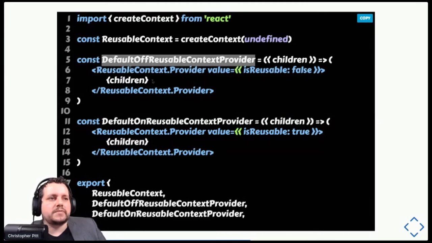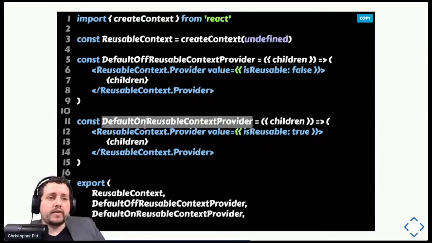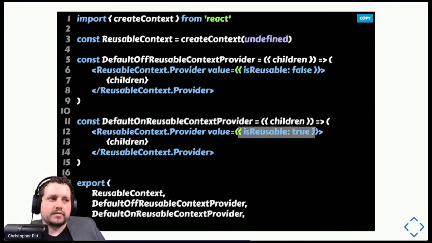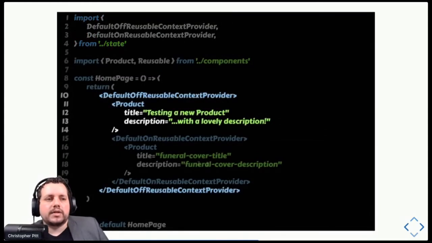So let's make a context provider that says, by default, don't fetch data from the database. And the default value for that is it's not reusable. isReusable is false. We can make another provider that says, by default, fetch the data from the database. And that's default value is isReusable is true. So once we've imported these into, say, our homepage, we can start to wrap certain nested components with these contexts. By default, don't fetch, which means this product is going to just use its literal values.